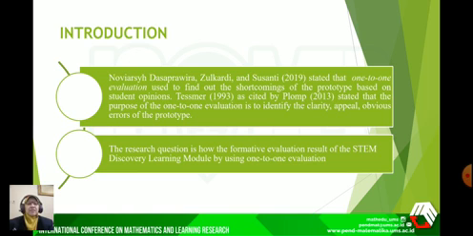The research question here is: how is the formative evaluation result of the STEM discovery learning module by using one-to-one evaluation?